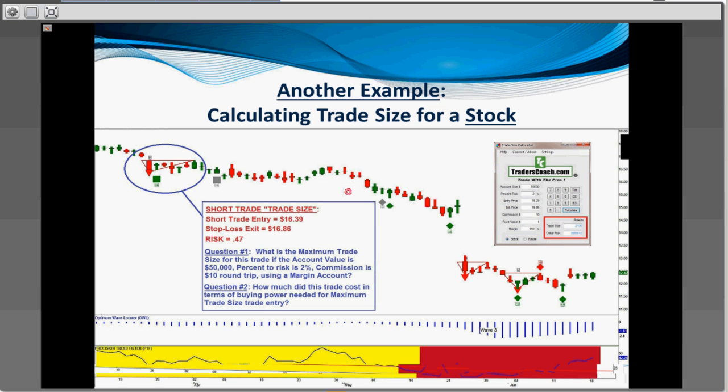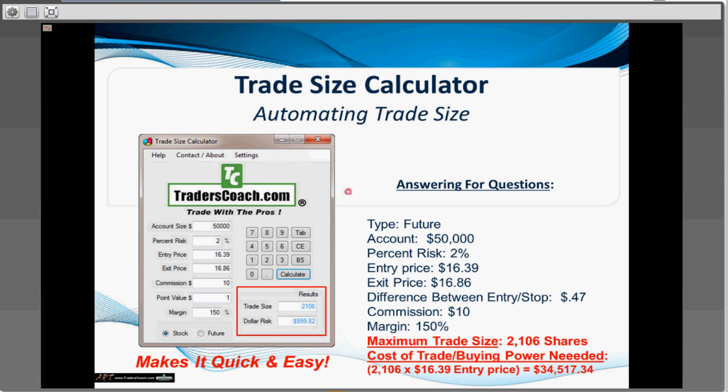On the next slide, basically, we'll show you a close-up of entering all these numbers in from that previous one. And so it produces a 2,106 trade size based on the entry and the exit. Your dollar risk is $1,000. So what that means is that if this trade fails and loses, then you're going to lose $999.82. That's 2% of 50,000, which is your account size, $1,000. So you're within that 2%.